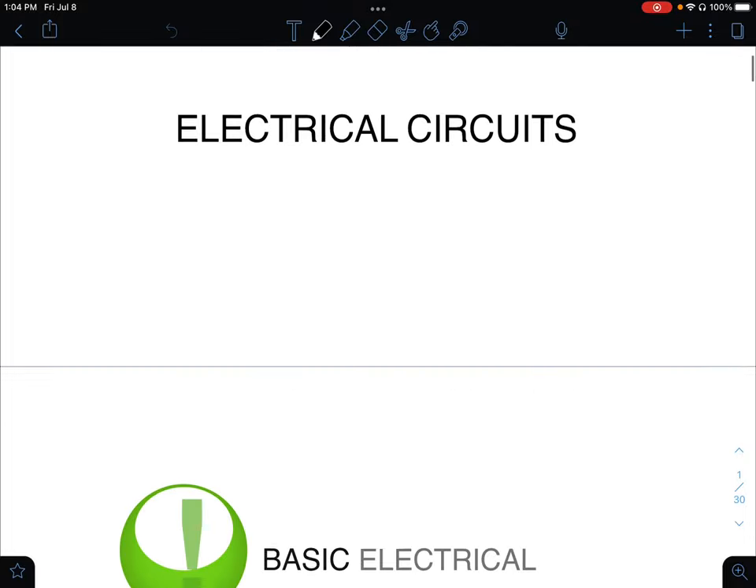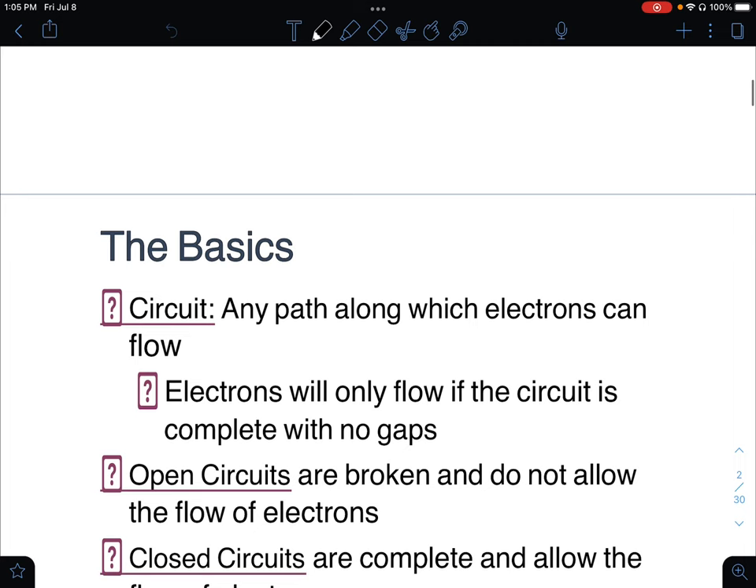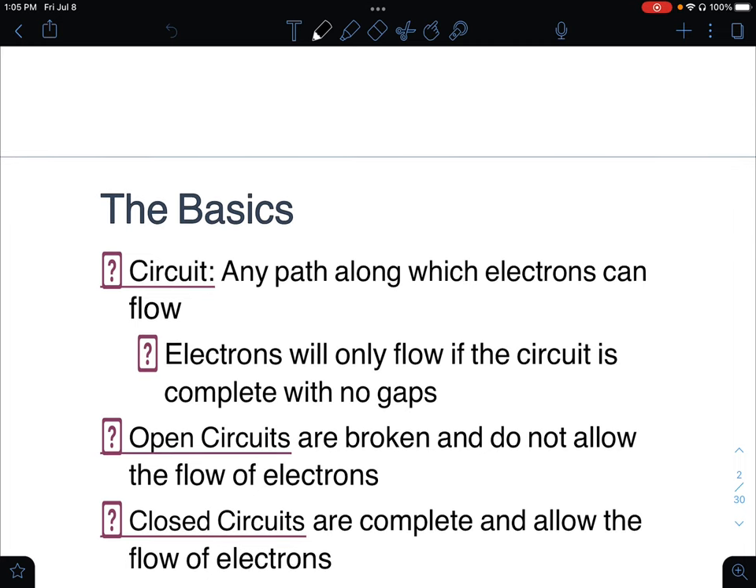In line with your next laboratory, which is the electrical circuits, now we are going to discuss the basics about the electrical circuit and its applications, okay? So for electrical circuits, we have what we call the terminologies. The first one is the circuit. So what is a circuit? A circuit is any path along which electrons can flow.